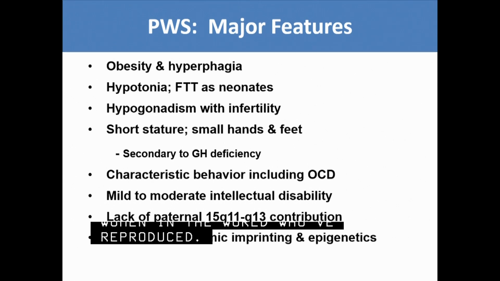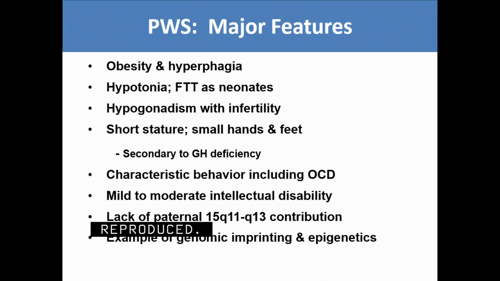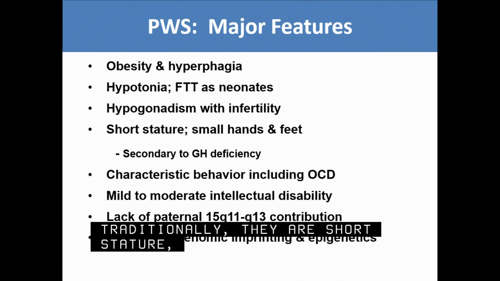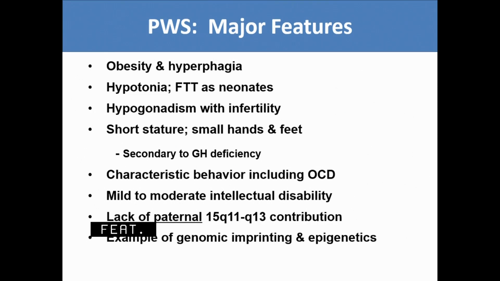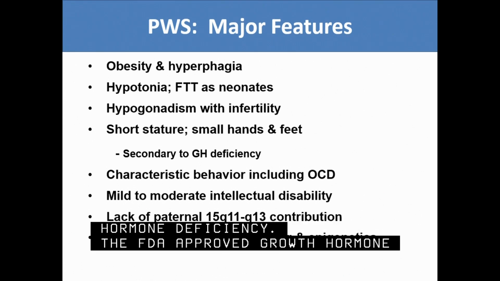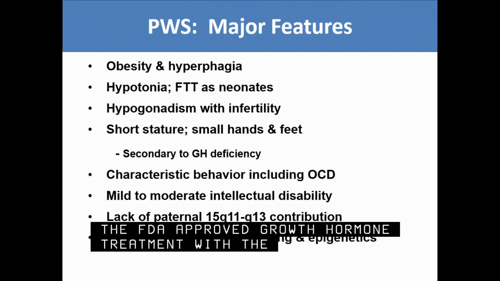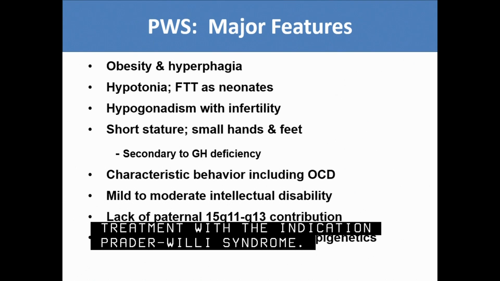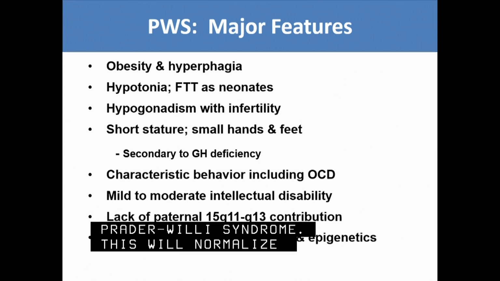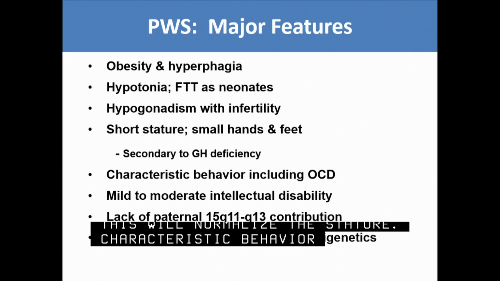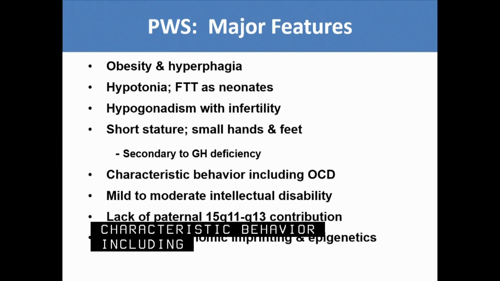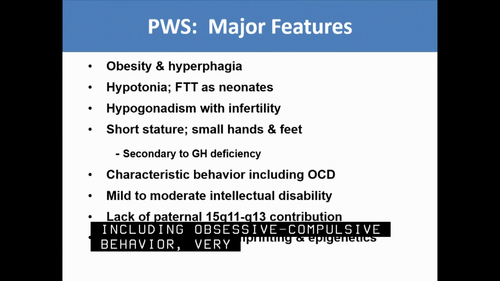Characteristically and traditionally, there was short stature, small hands, and small feet. But in the late 80s and 90s, we discovered they have a growth hormone deficiency. And in 2001, the FDA approved growth hormone treatment with the indication Prader-Willi syndrome, and this will normalize the stature. Characteristic behavior includes obsessive compulsive behavior, very perseverative, and mild to moderate intellectual disability.